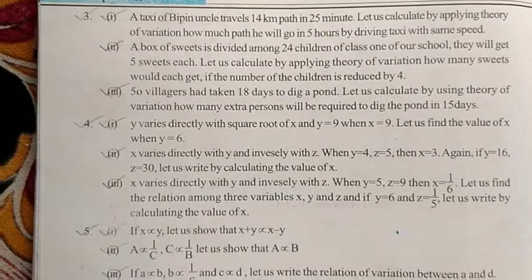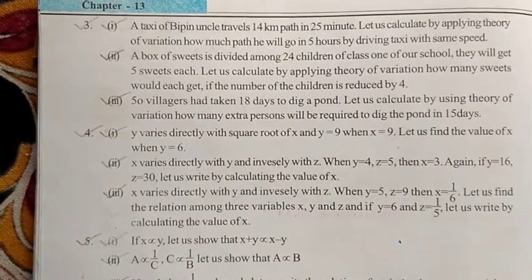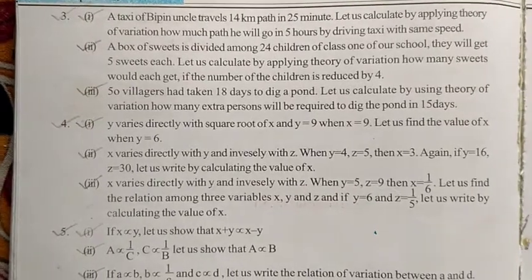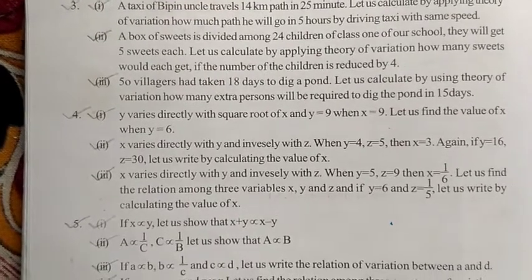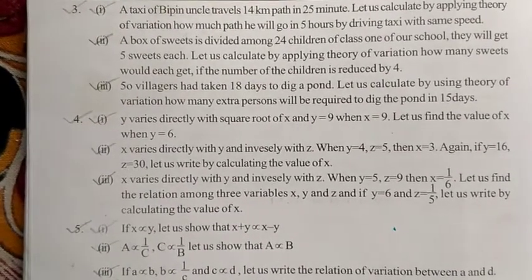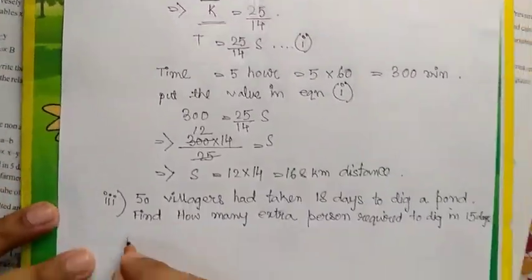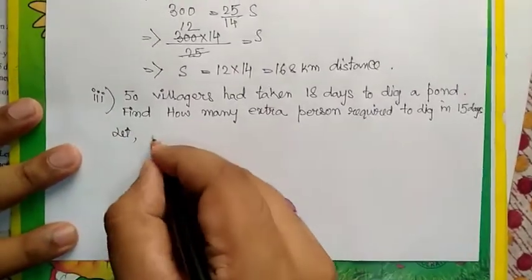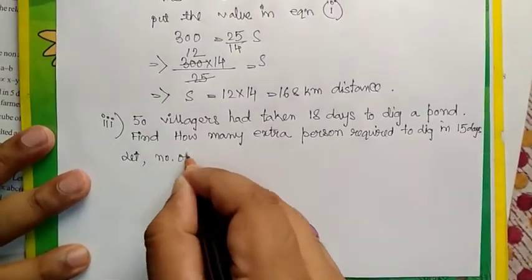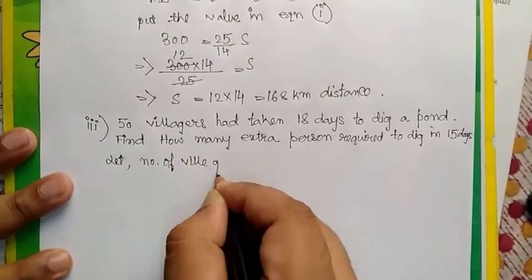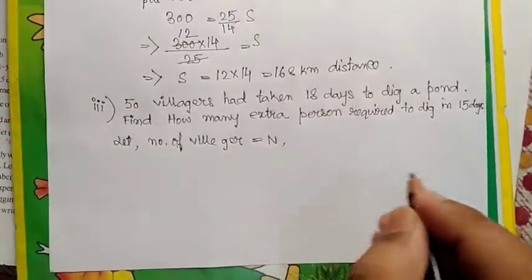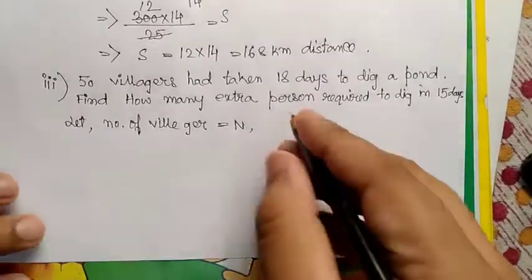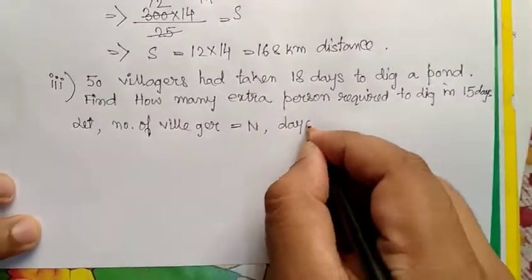This is sum number 3 part 3. The question is 50 villagers had taken 18 days to dig a pond. Let us calculate by using theory of variation how many extra persons will be required to dig the same pond in 15 days. First of all, here let number of villagers be equal to n and days be d.